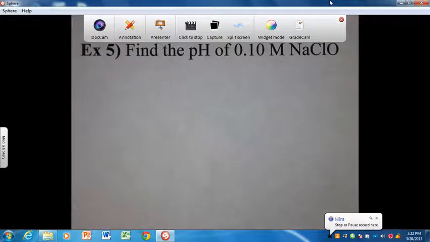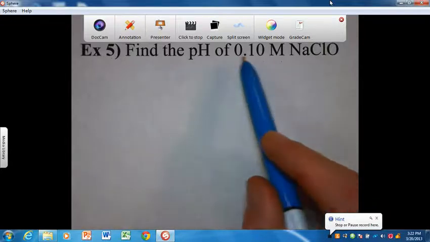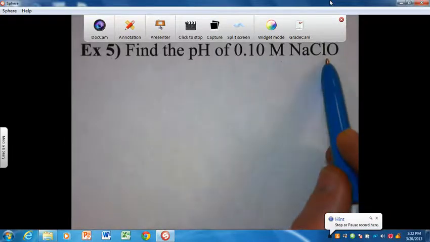These are the example questions we worked in class today. Let's work them out again so you can see how they're done. I want to find the pH of a 0.1 molar sodium hypochlorite solution.